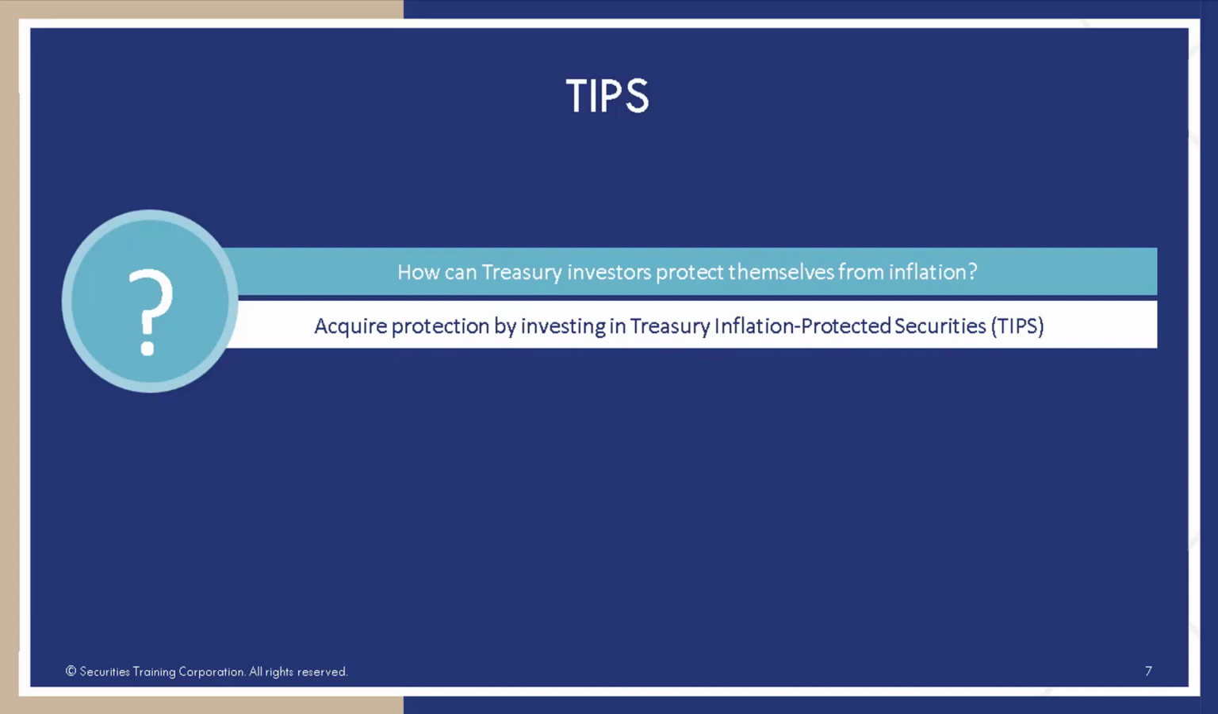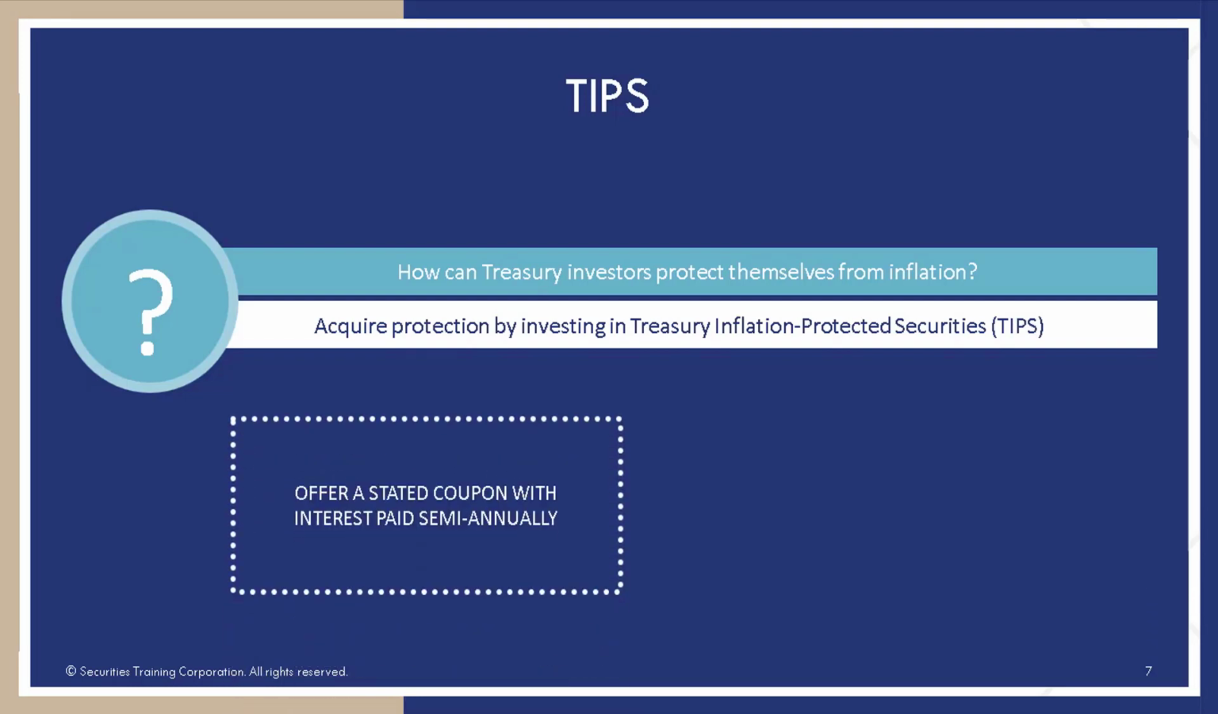The other way inflation hurts fixed income securities is generally if inflation goes up, the Fed tightens and interest rates also go up. And remember, if interest rates go up, what happens to bond prices? They go down. So high inflation generally is bad for fixed income securities like bonds.